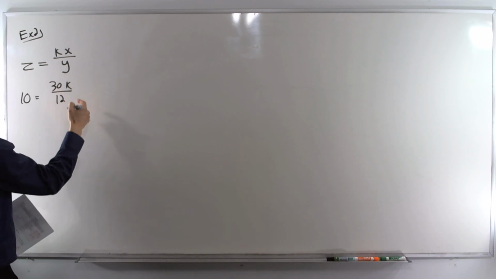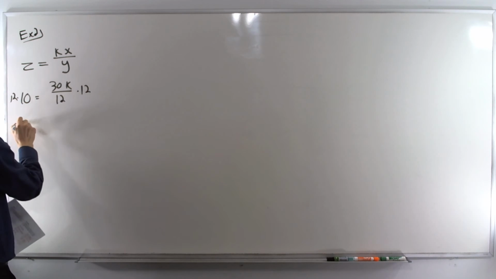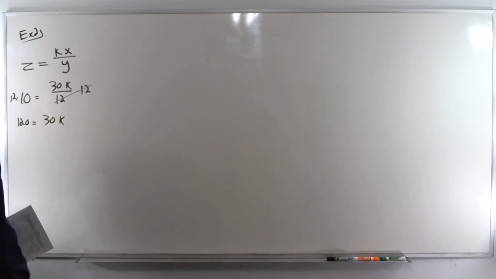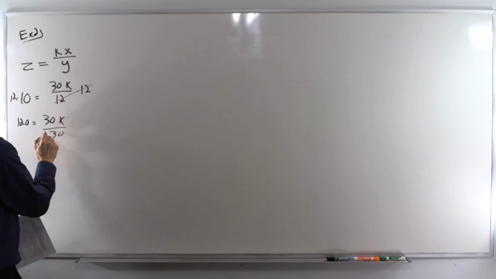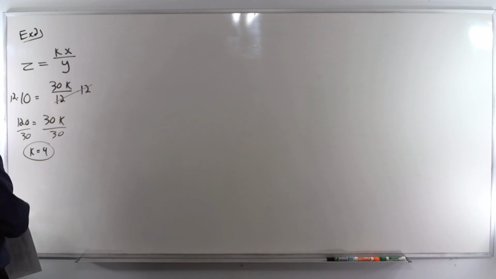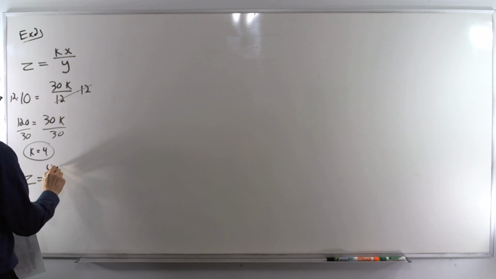All right, now we're going to solve for k. Let's get rid of the 12. Multiply both sides by 12. So we got 120 equals 30k, because the 12s cancel, leaving just 30k on the right. Divide by 30. And k is 4. So that makes our equation z equals 4x over y.